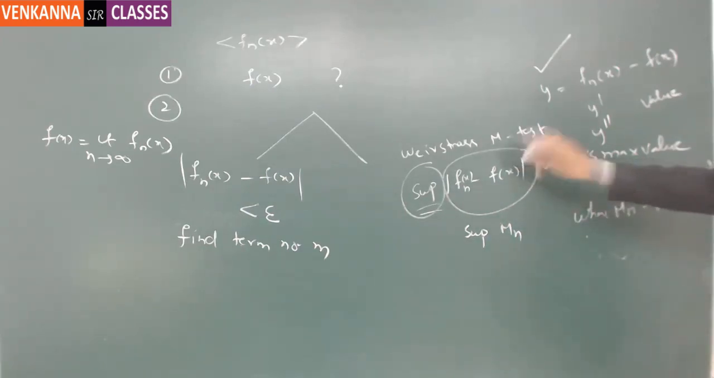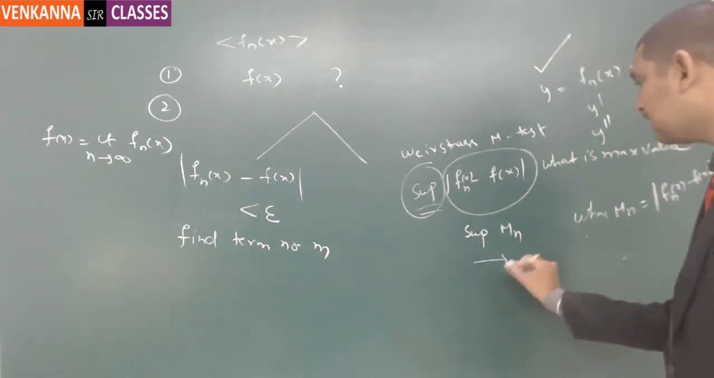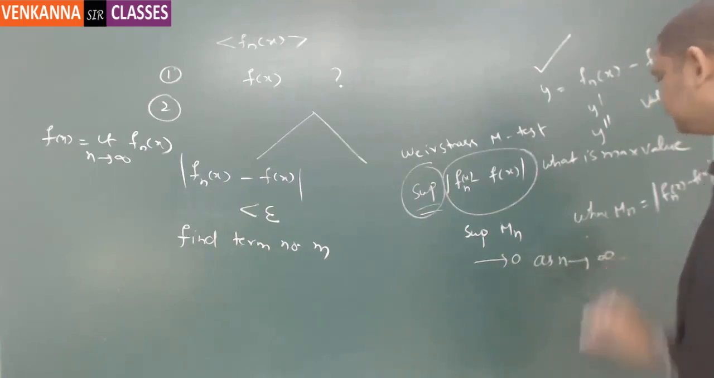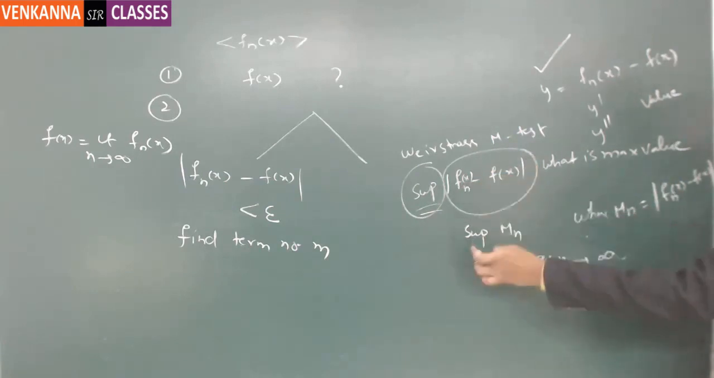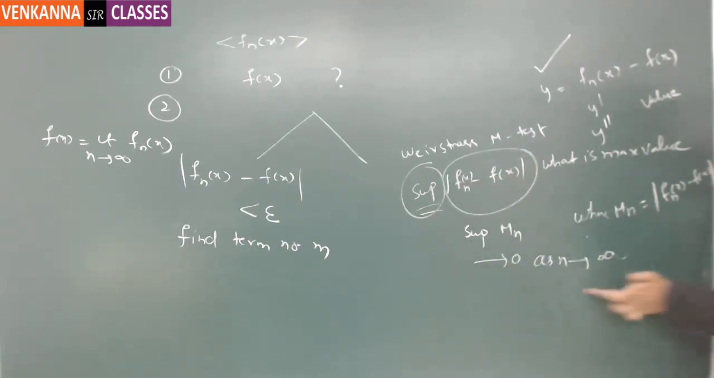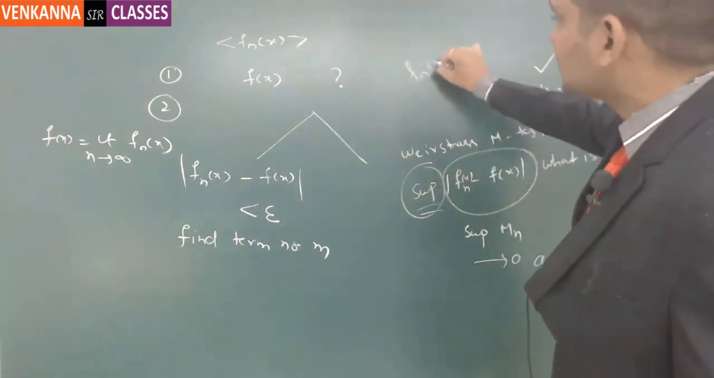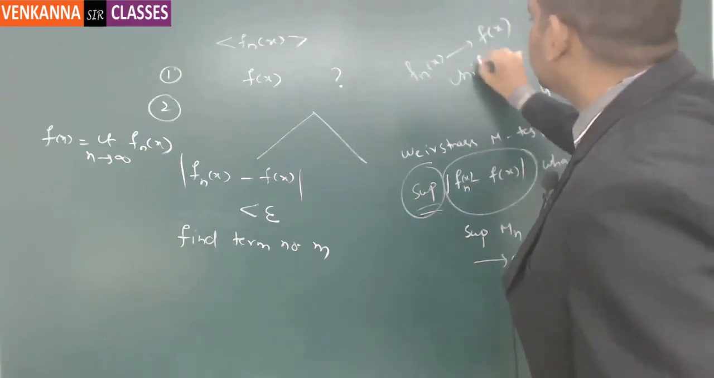The M test says that if supremum Mn converges to 0 as n tends to infinity, so the maximum value of the function must tend to 0 as n tends to infinity, if this is done, then we say that fn of x converges to f of x uniformly.